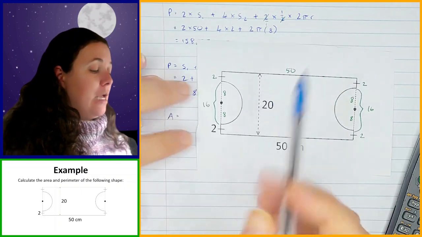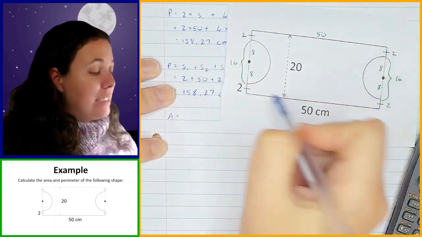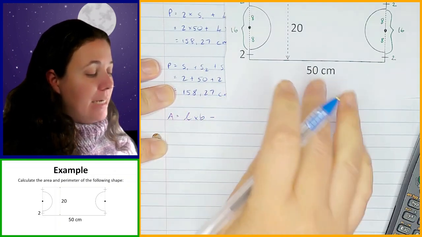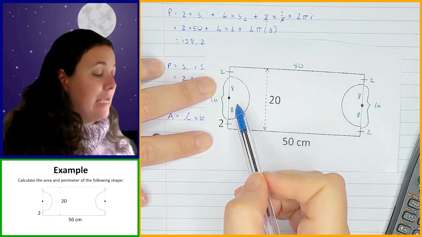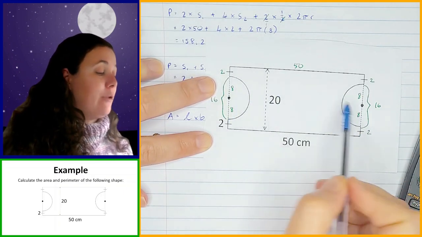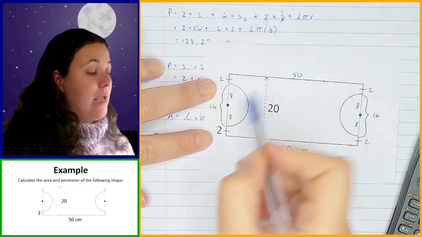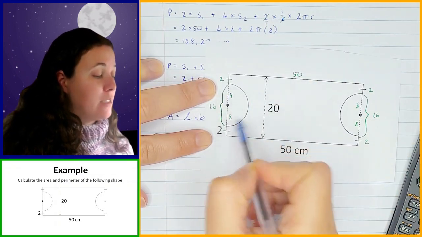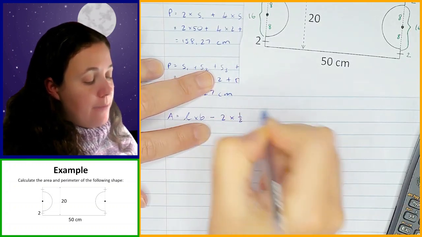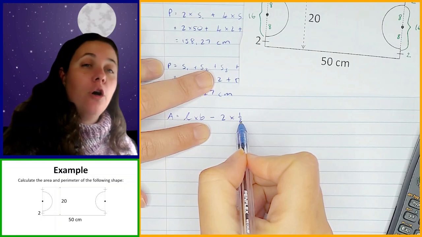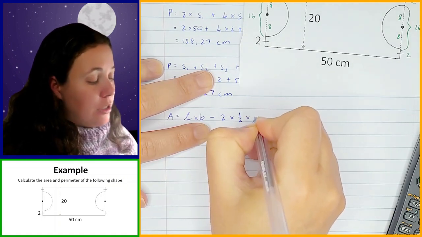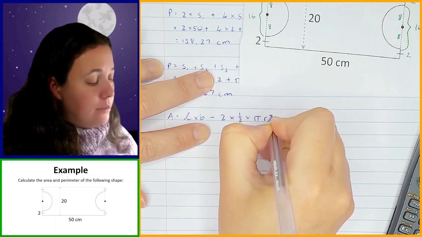I'm just going to be doing the area is the rectangle, which is length times breadth, minus that half circle and then minus that half circle. Or, because they are the same, I can do the same thing that I did over there. I can say minus 2 times a half circle, so minus 2 half circles. Half of the area of a circle is half times pi r squared, so pi r squared.